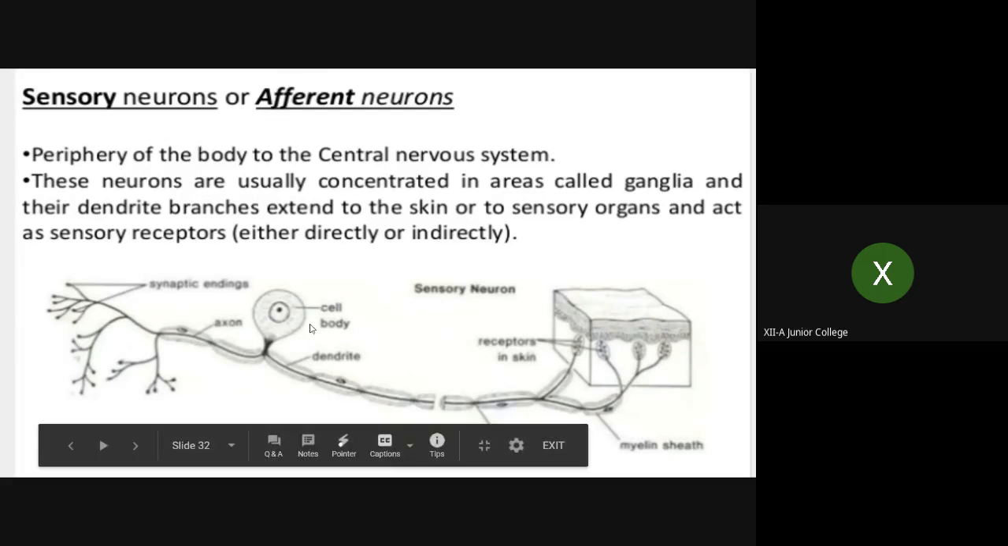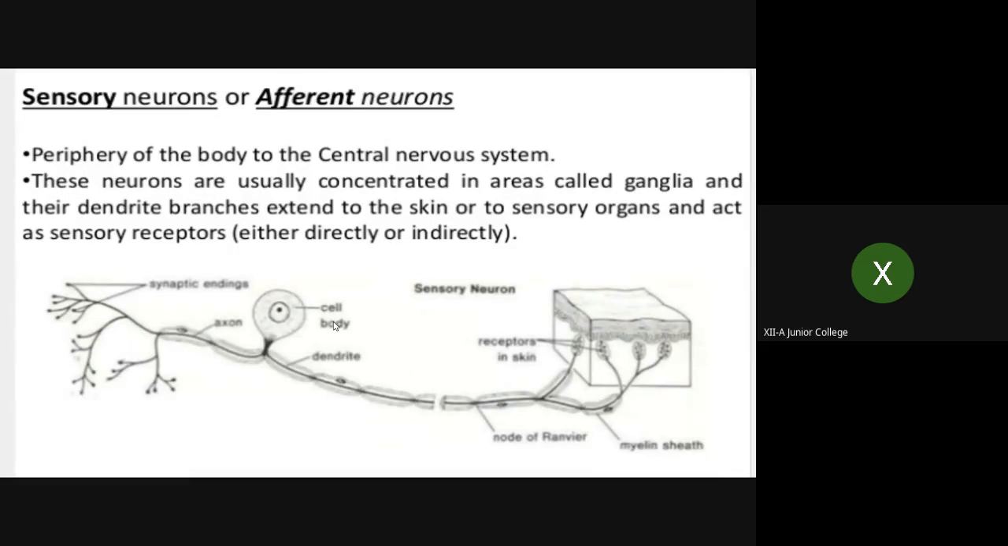So these neurons are usually concentrated in areas called ganglia, and their dendrite branches extend to the skin or to sensory organs and act as sensory receptors, either directly or indirectly. Okay, that means skin is one of the sense organs. Then remaining eyes, ears. Then what else? Taste, that is tongue. Then what else remaining?